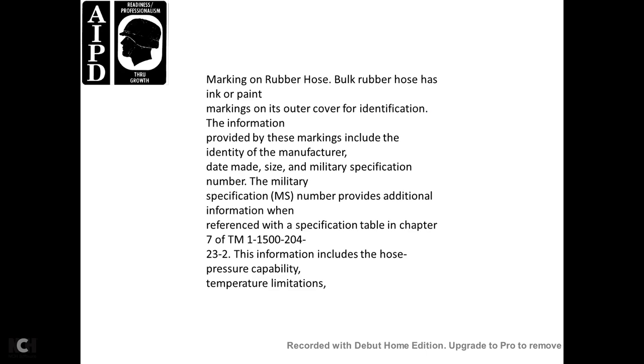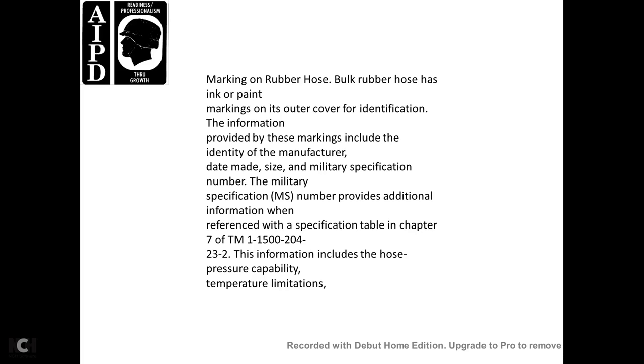Marking on rubber hoses. Bulk rubber hoses have ink or paint markings on the outer cover. The information provided with these markings includes the name of the manufacturer, date made, the size, and the military specification number. The military specification number provides additional information by reference to the specification table in Chapter 7 of TM 1-204-223.2.